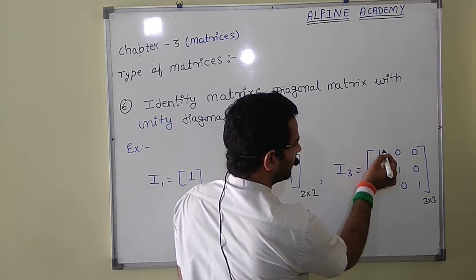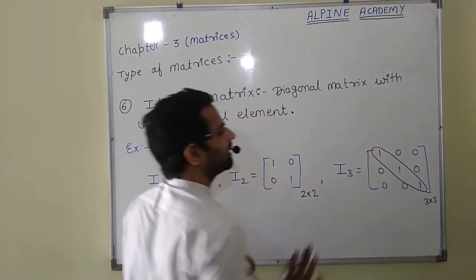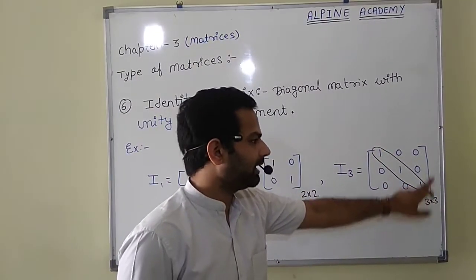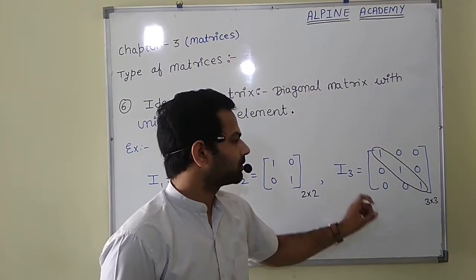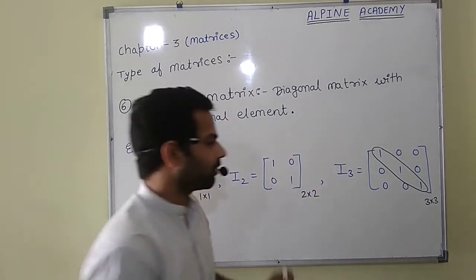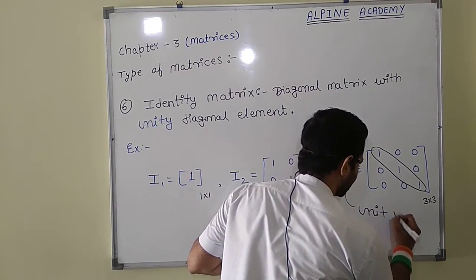So you can see that all the diagonal elements are 1 and remaining elements are 0. So if all the diagonal elements are 1 and remaining elements are 0, then we can say that this matrix is an identity matrix or unit matrix. So हम इसको unit matrix भी बोल सकते हैं.